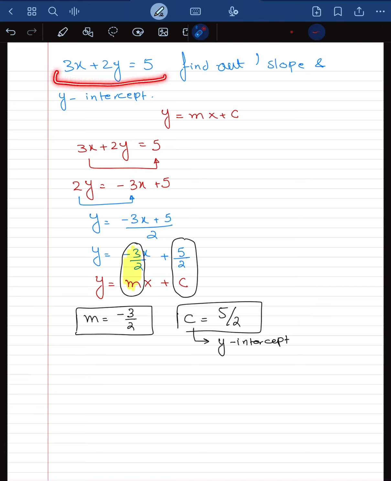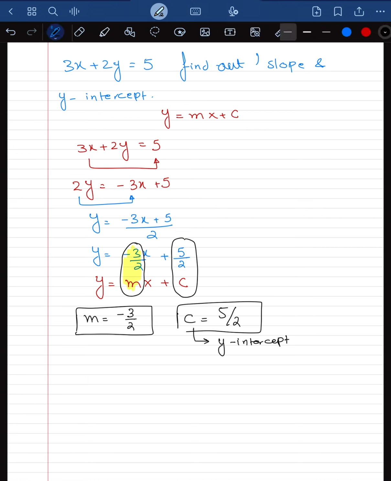So what you need to do is make y the subject of the formula. We did this step to make y the subject of the formula. When you have changed y as the subject of the formula, then you can see that whatever is written with the x, this is your slope, and whatever is written over here, this is your y-intercept, or the value of c.